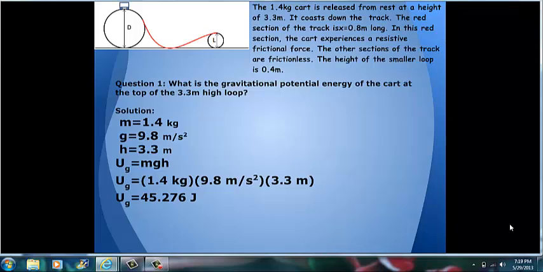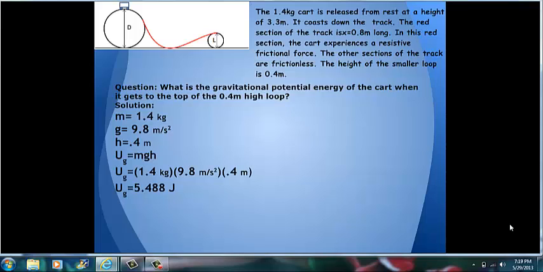My first question is, what is the gravitational potential energy of the cart at the top of the 3.3 meter high loop? The solution to this is using the energy equation Ug equals mgh. Ug equals the potential energy, m equals the mass, g equals gravitational acceleration, and h equals the height. So m equals 1.4 kilograms, g equals 9.8 meters per second squared, and h equals 3.3 meters, as you can see in the question above. So we fill this in with Ug equals 1.4 times 9.8 times 3.3, and the grand total is 45.276 joules.